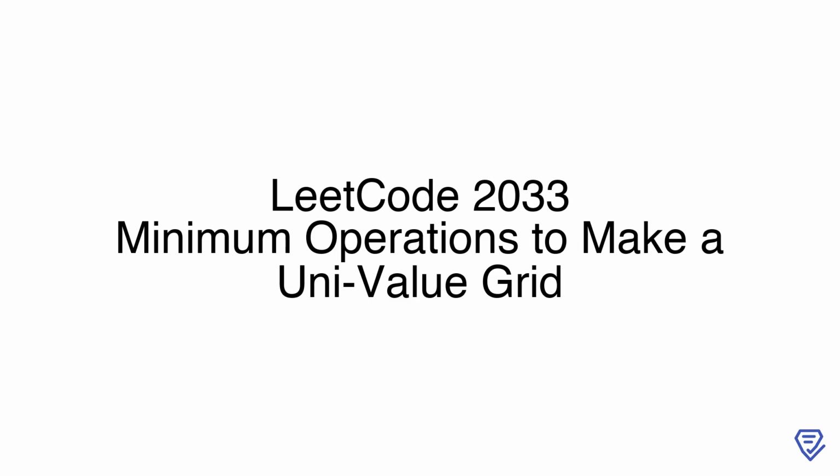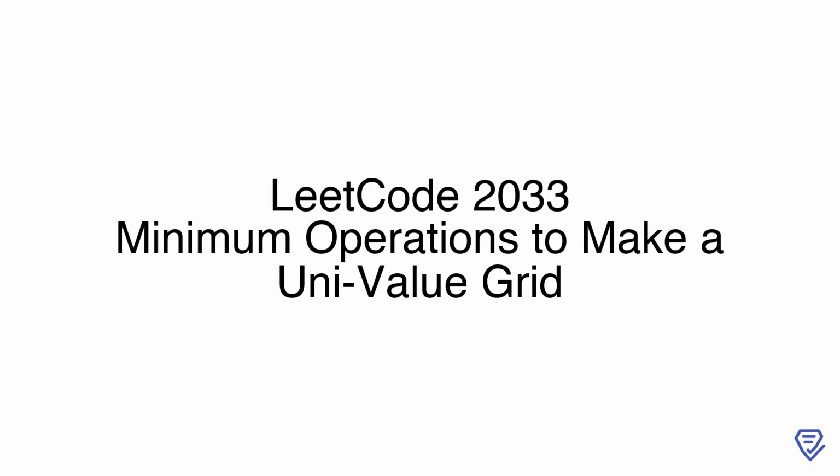In this session, we will explore problem number 2033, minimum operations to make a uni-value grid. The challenge is to transform a 2D grid into a grid where all elements are equal using the minimum number of operations. We'll break down the problem, discuss the approach, and cover the key insights you need to solve it.